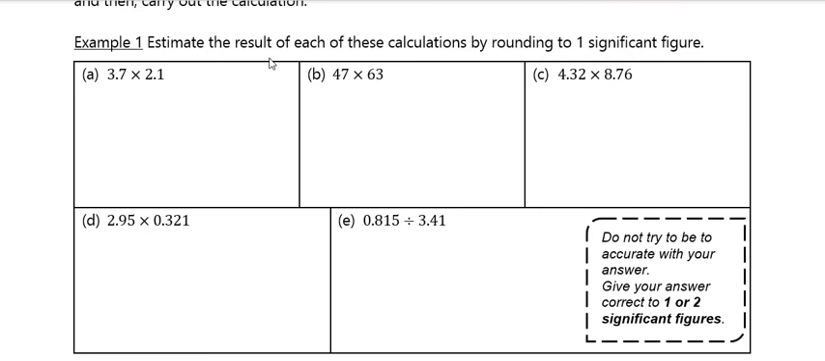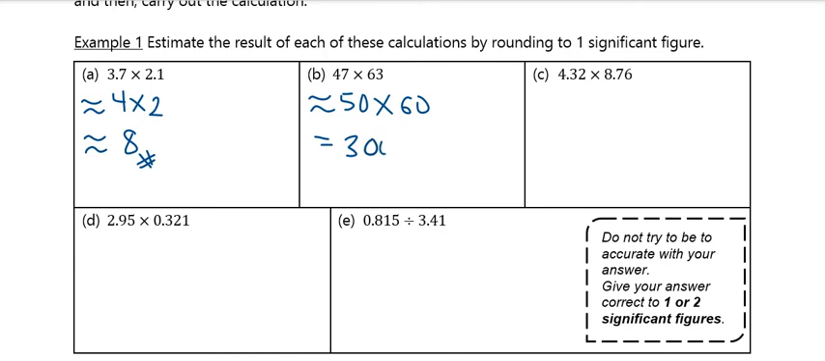So A, 3.7 times 2.1. Since we don't have to be too accurate, you round off everything to one significant figure. So this is actually 4 times 2 after rounding off, and your final answer will be 8. Right, let's move on to part B. 47 times 63. Round off everything to one significant figure. You will have 50 times 60. So this is actually 3,000.